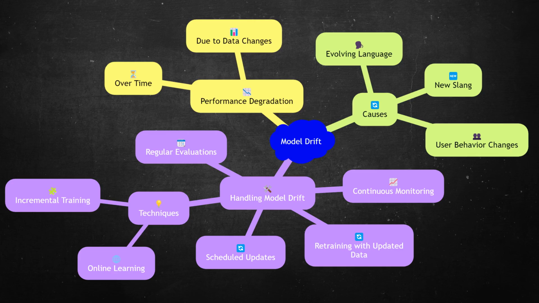Model drift occurs when the performance of a language understanding model degrades over time due to changes in the underlying data distribution. This can happen due to evolving language use, new slang, or changes in user behavior. To handle model drift, it is essential to continuously monitor the model's performance and retrain it with updated data. Techniques like online learning and incremental training can help keep the model up to date. Regularly scheduled evaluations and updates are crucial for maintaining the model's effectiveness.